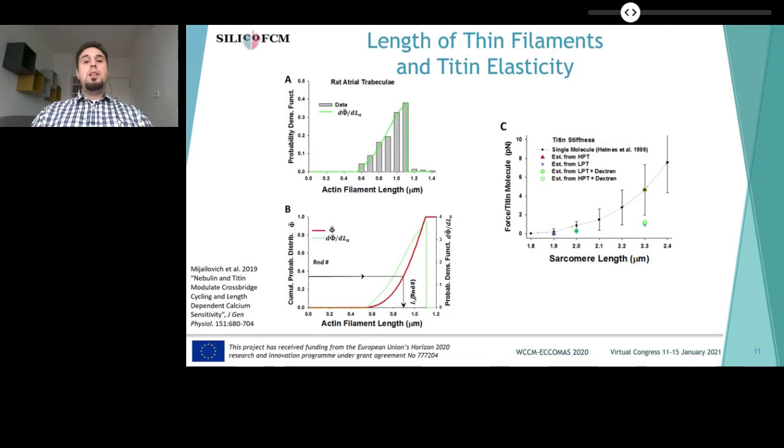The filament lengths in each subsystem are randomly determined by Monte Carlo simulations using probability density function from experimental measurements of thin filament lengths in rat atrial trabecula, presented as gray bars in panel A. Best fit of thin filament length distribution is the green line, and cumulative probability function is the red line in panel B.